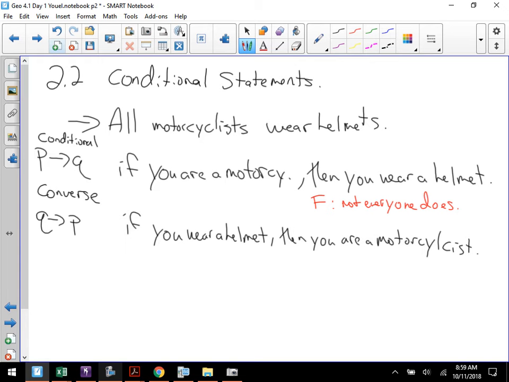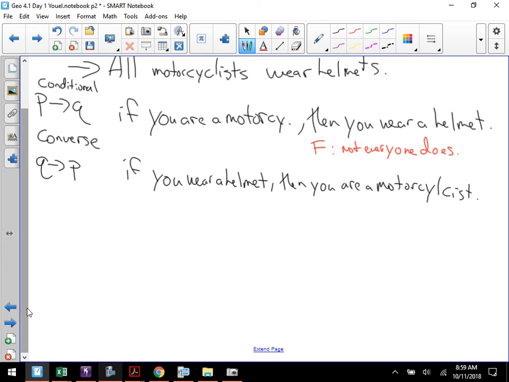The converse of that, if you wear a helmet, then you're a motorcyclist. True or false? False. What's your counterexample? You could be a construction worker. You could be a bicyclist. Yeah, that's perfect. False. I like the construction worker. I didn't think of that one. That's good. Bicyclist. You could be on rollerblades. You could be on a skateboard. You could be snow skiing. People wear helmets to do that. Yes, sir.